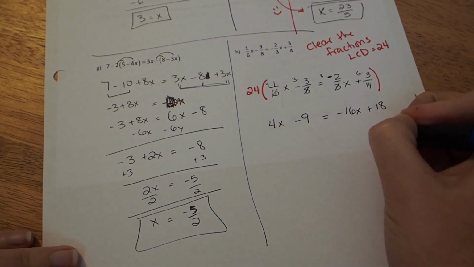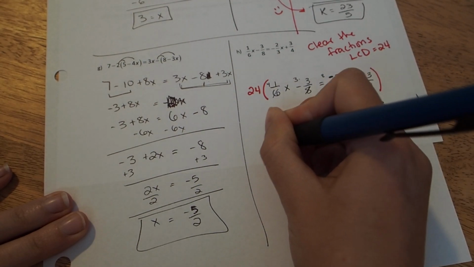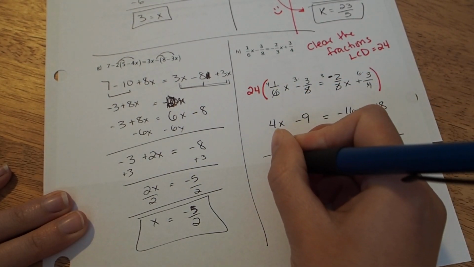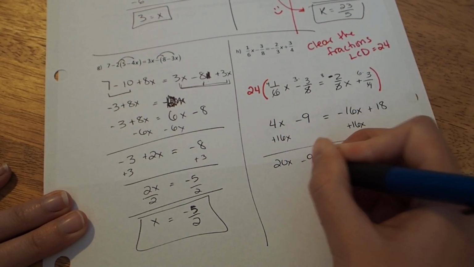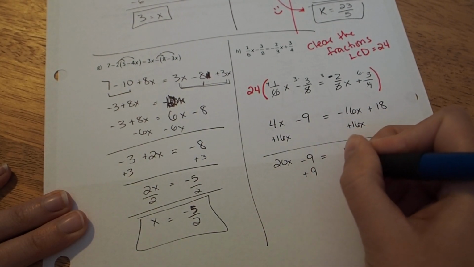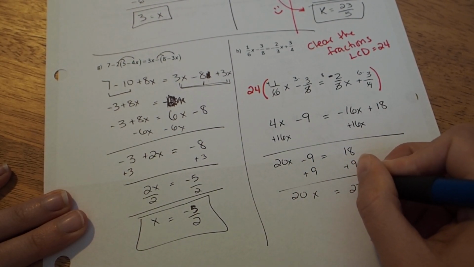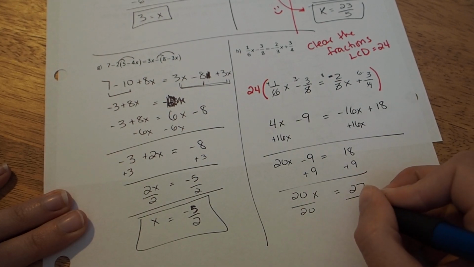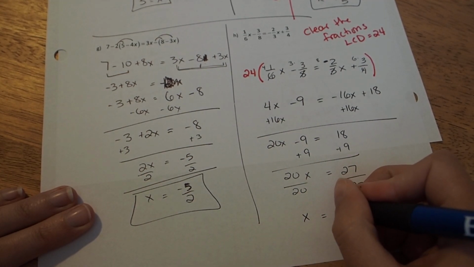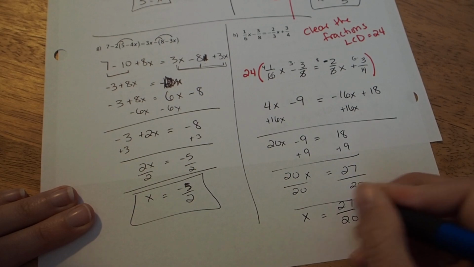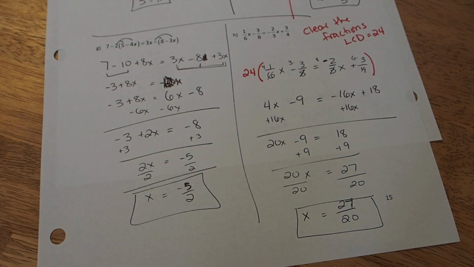Okay. Now we're going to get the x's on the same side. We've got a negative 16x. That's the smaller value, so I'm going to add 16x to both sides. So that's going to be 4x plus 16x is 20x, minus 9 equals 18. X's are all together, so we're going to add 9 to both sides. So 20x equals 27, and then divide both sides by 20. There's no number that goes into both 27 and 20, so we're going to just leave that as our answer, 27 over 20. That fraction can't be reduced. And that's the end of Part A.